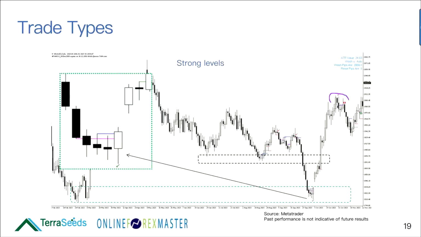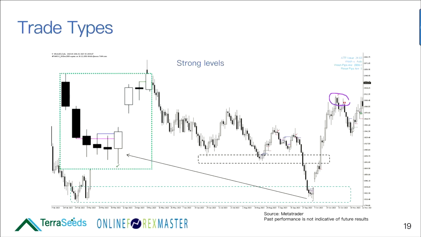For example, at this place here, what color do you see? Red or green? Red, because I like color coding. If it's red, what does it mean? Is it a bull or a bear?